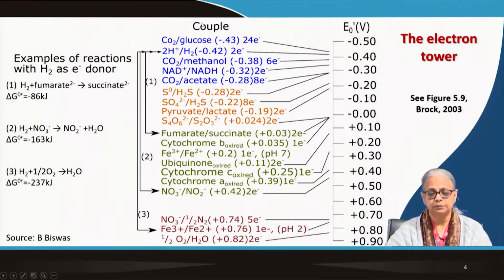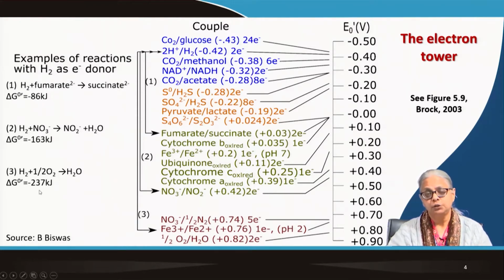You can see literally the distance along the electron tower. The delta G value for this reaction is minus 86 kilojoules. And then you have hydrogen again combined with nitrate. The fall of electrons is a little bit more, and you have delta G0' as minus 163 kilojoules.